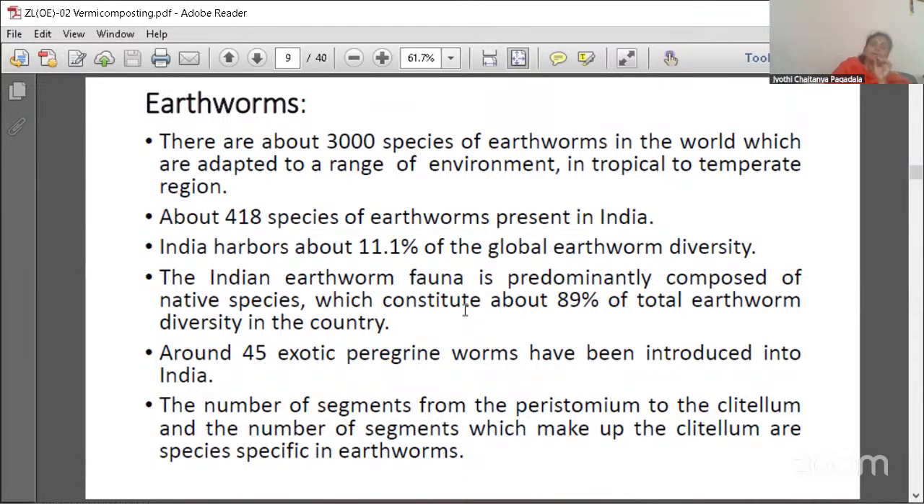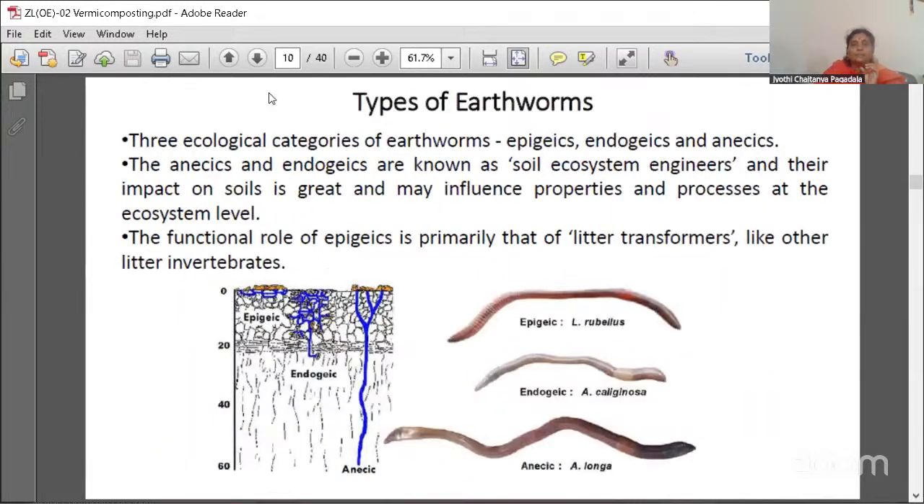Around 45 exotic peregrine worms have been introduced into India. The number of segments from the peristomium to the clitellum and the number of segments which make up the clitellum are species specific in earthworms. So here are three ecological categories of earthworms: epigeics, endogeics, and anecics. The anecics and endogeics are known as soil ecosystem engineers, and their impact on soils is great and may influence properties and processes at the ecosystem level. The functional role of epigeics is primarily that of litter transformers, like other litter invertebrates.